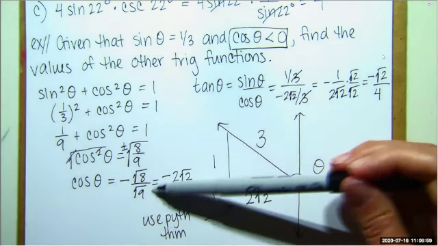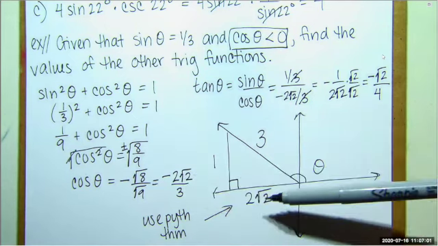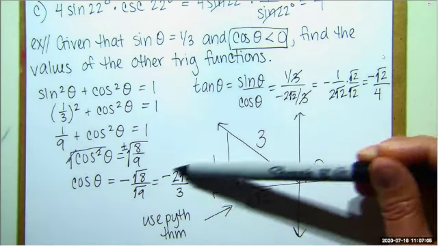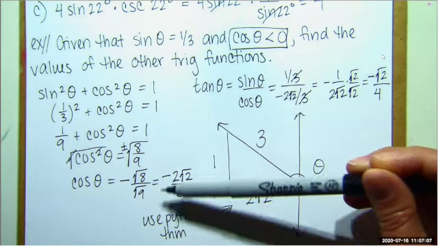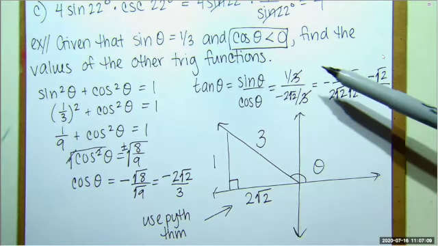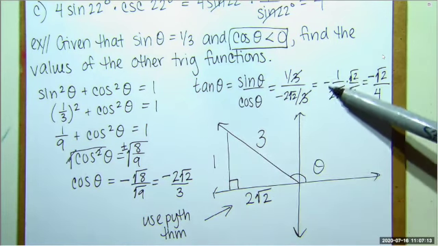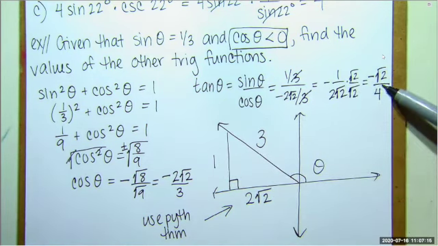Now to fill in all of these other values, cosine is adjacent over hypotenuse, so that's 2√2 over 3, which is what we got right here, and cosine in the second quadrant is negative. Tangent is opposite over adjacent, which is what we had right here, 1 over 2√2, and then we rationalized.